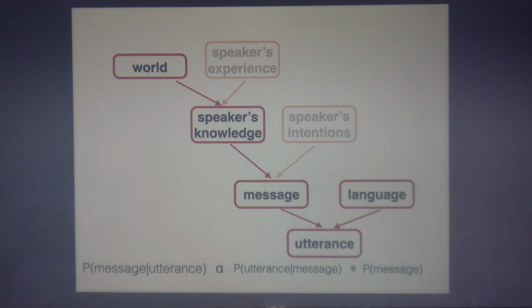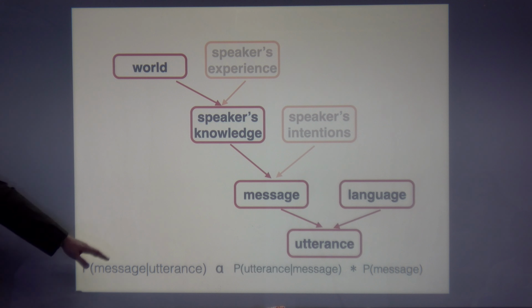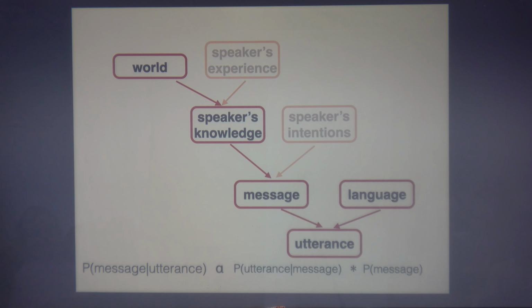All right, so by the way, just like in Bayesian terms, the probability of the message given the utterance is proportional to the probability of the utterance given the message, right? The probability you actually use that sentence to convey that particular message times the prior probability that you would ever want to tell somebody that particular message, which again is just more likely if it's something that might actually happen.